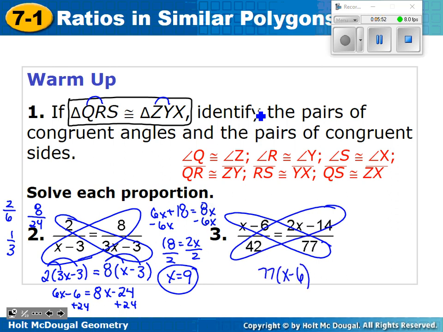77 times x minus 6 would equal 42 times 2x minus 14. Okay? And then you would distribute and solve. Is it okay if I stop right there and say, I know you can solve that equation?